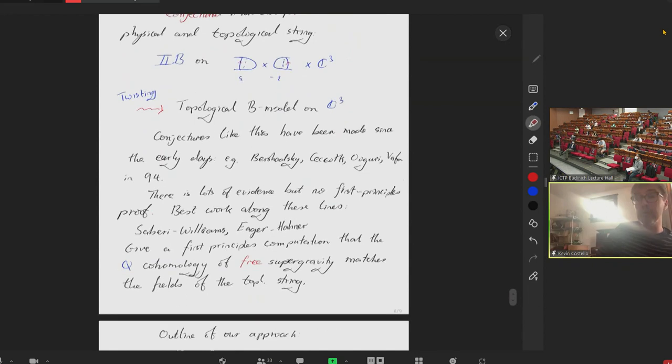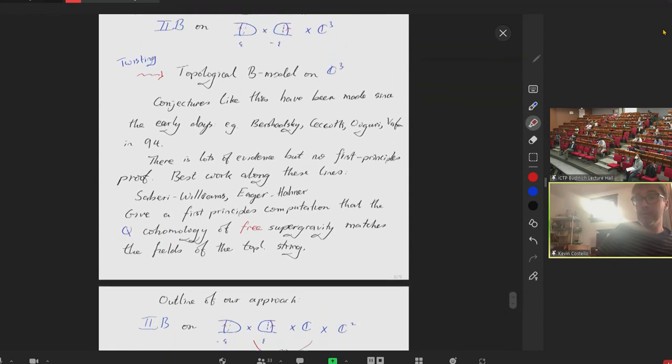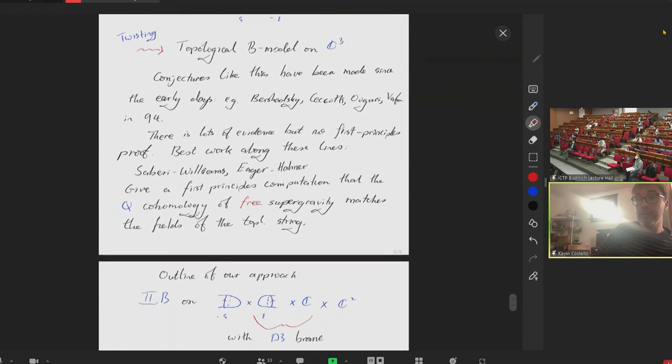So this is not a new conjecture. Or at least not completely new, because these kinds of connections between physical and topological strings go back to the early days of topological strings in the 90s. So it's discussed in this famous paper of Bershadsky, Cecotti, Ooguri, and Vafa, where they talk about the graviphoton background.